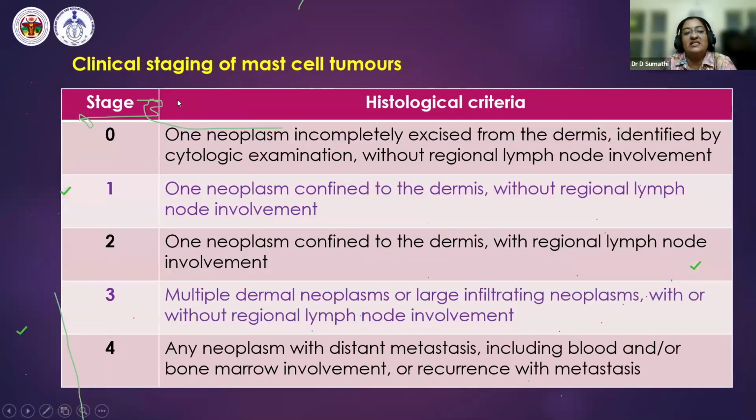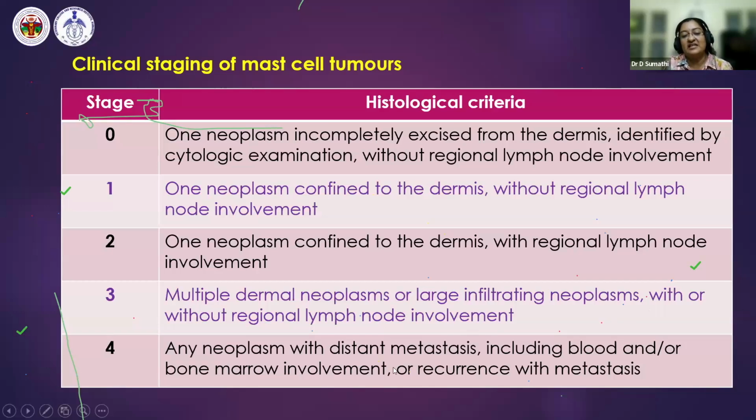Coming to the clinical staging, it is 0 to 4. One neoplasm incompletely excised from the dermis, without any regional lymph node involvement, is 0. One neoplasm confined to the dermis without regional lymph node involvement is 1, and one neoplasm confined to the dermis with regional lymph node involvement is 2. Multiple dermal neoplasms or large infiltrating neoplasm with or without regional lymph node involvement is 3.